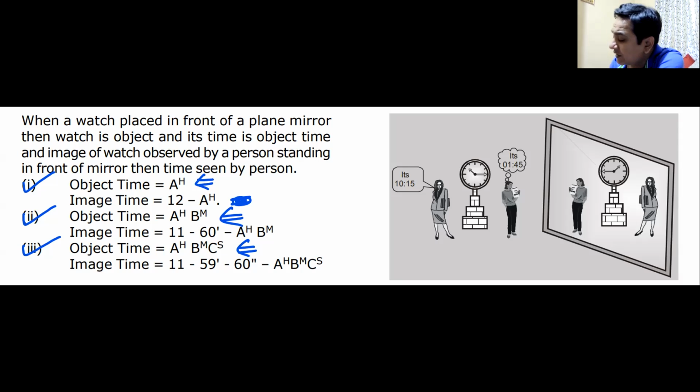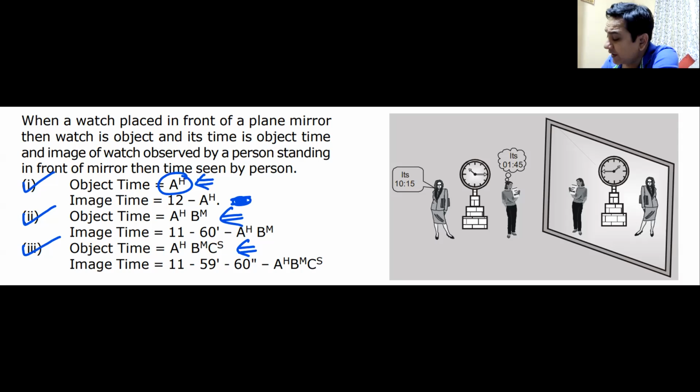In the first case, it is exact 1 o'clock or 2 o'clock or 3 o'clock. In the second case, it is time with minutes. In the third case, it is time in minutes as well as in seconds. Do we understand this?